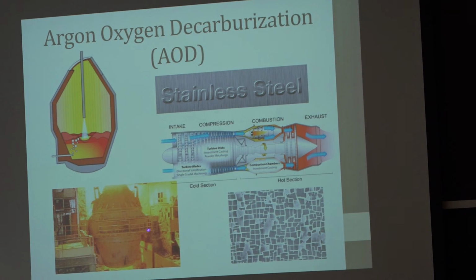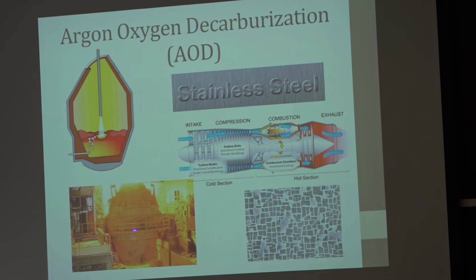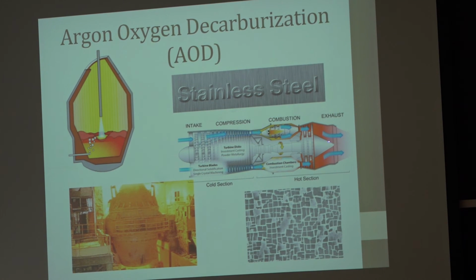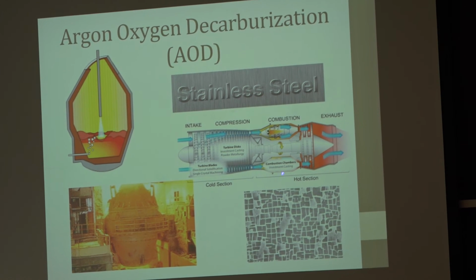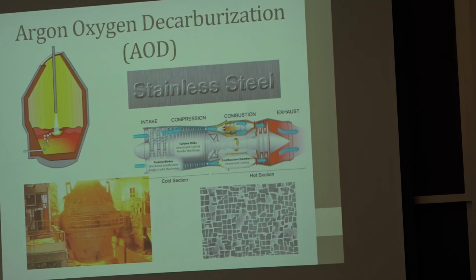Here's an AOD vessel. You can get the scale of a person by the catwalk here. A lot of the superalloys in a jet engine have to be made by AOD. This is a nickel-based superalloy metallography, and it's not just stainless steel, it's all of the aerospace alloys that are made by AOD. The basic technology was John Chipman and Krefsky, the basic science, and then perfected with a small steel company in New York State.